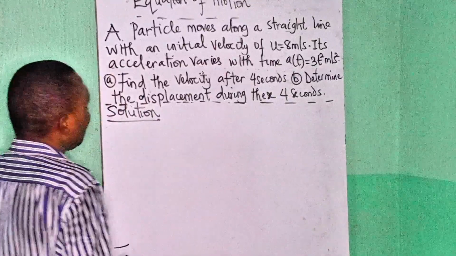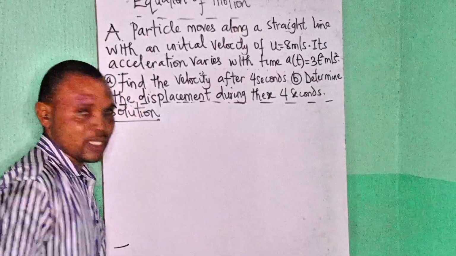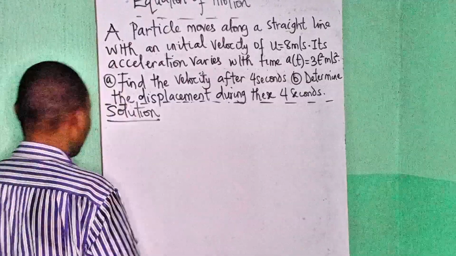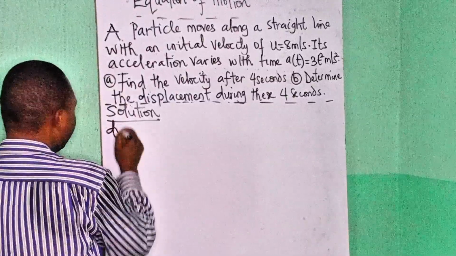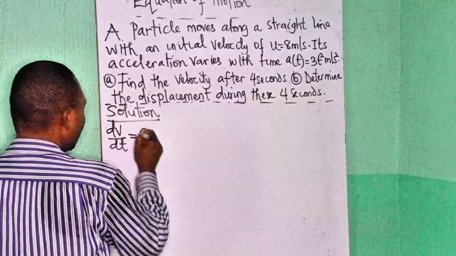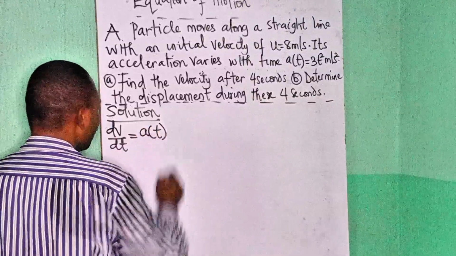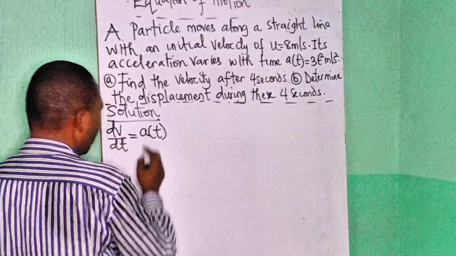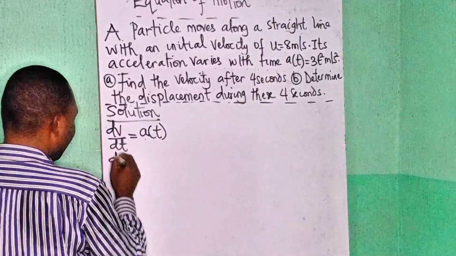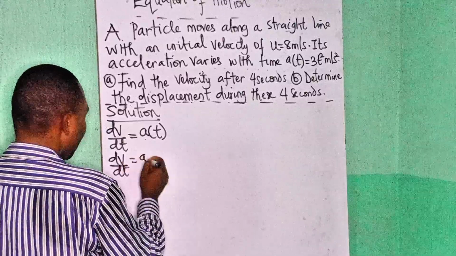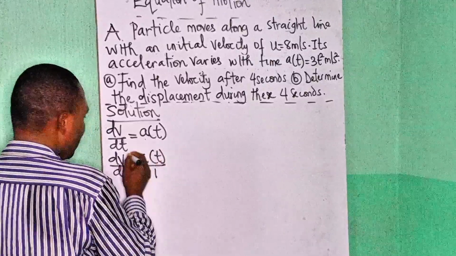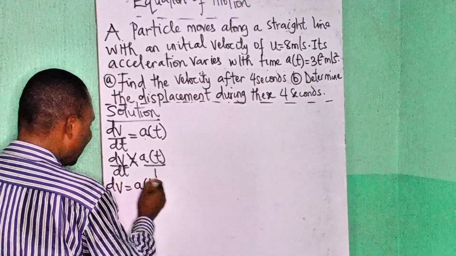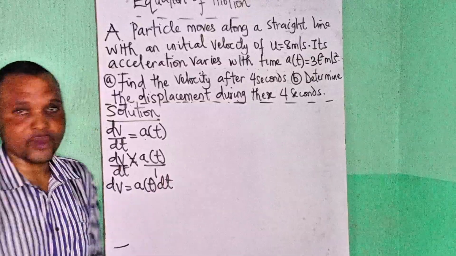Solution. Now, the first point here is this. I want us to understand that if I differentiate velocity, I'll be getting acceleration. So I can have it as dv/dt is equal to a, all right? So a as a function of time. Now, from here, I can easily cross multiply. So I can have it as dv over dt is equal to a as a function of t over 1. So when I cross multiply, I'll be having dv is equal to a as a function of time, dt.